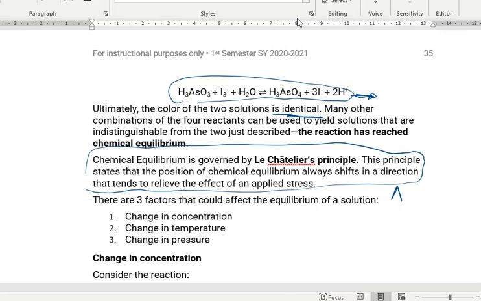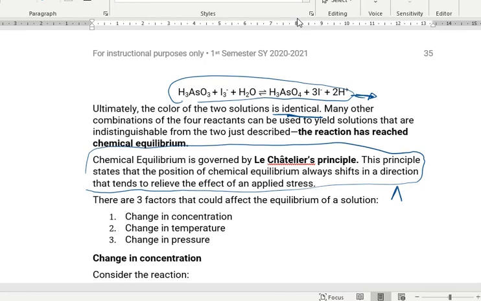Le Chatelier's Principle means, class, that if you disturb the equilibrium in any way, whenever the equilibrium is disturbed, this reaction or the equilibrium will shift to restore the equilibrium, the initial equilibrium. So the reaction will shift the equilibrium to relieve the applied disturbance.